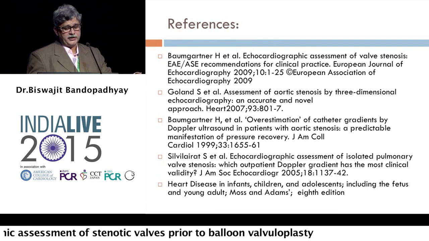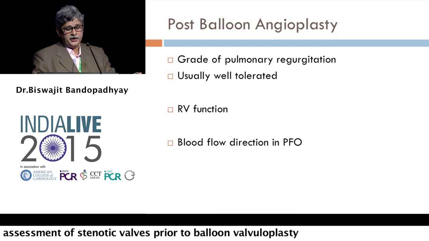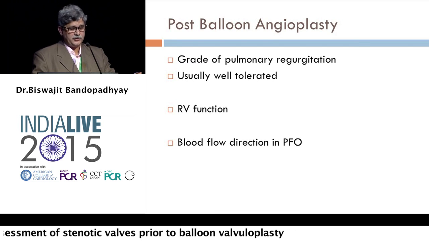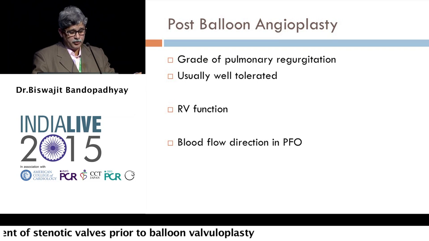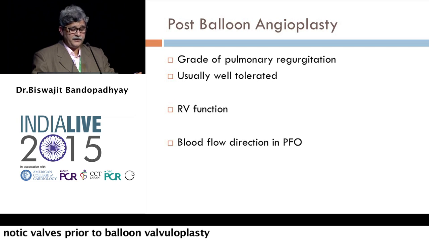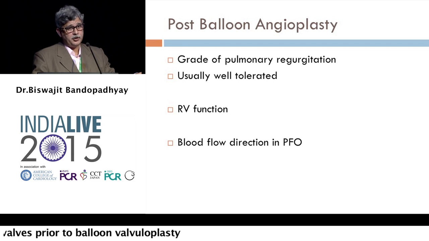And post-balloon angioplasty, again, you have to look for pulmonary regurgitation, usually well tolerated, and the RV function, whether it is improved, especially when you do slightly older kids with severe pulmonary stenosis, they usually have severe RV dysfunction associated. And blood flow direction in the PFO is very important, because in very critical stenosis, we often have PFO shunting right to left pre-balloon, and once you have dilated, gradually when the RV compliance and everything improves, the PFO direction changes.